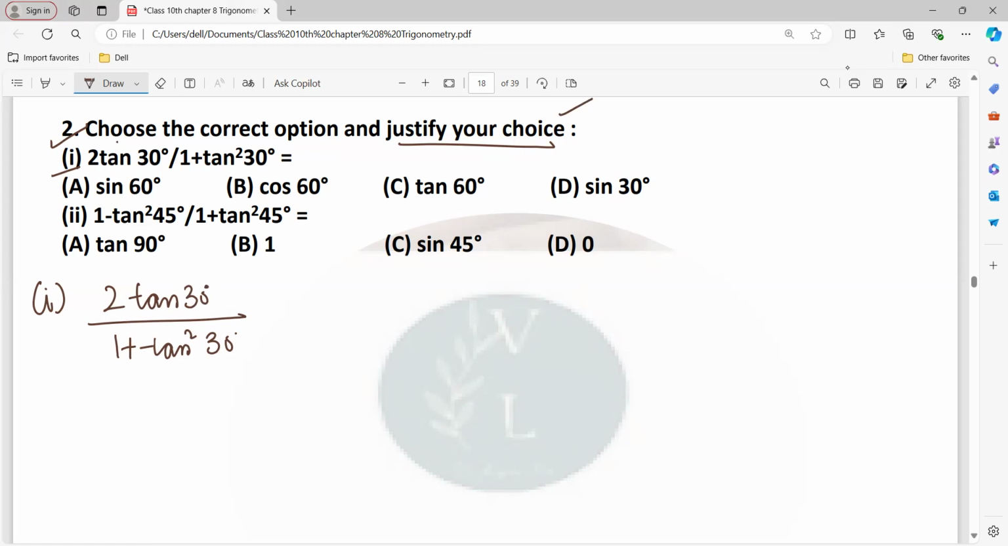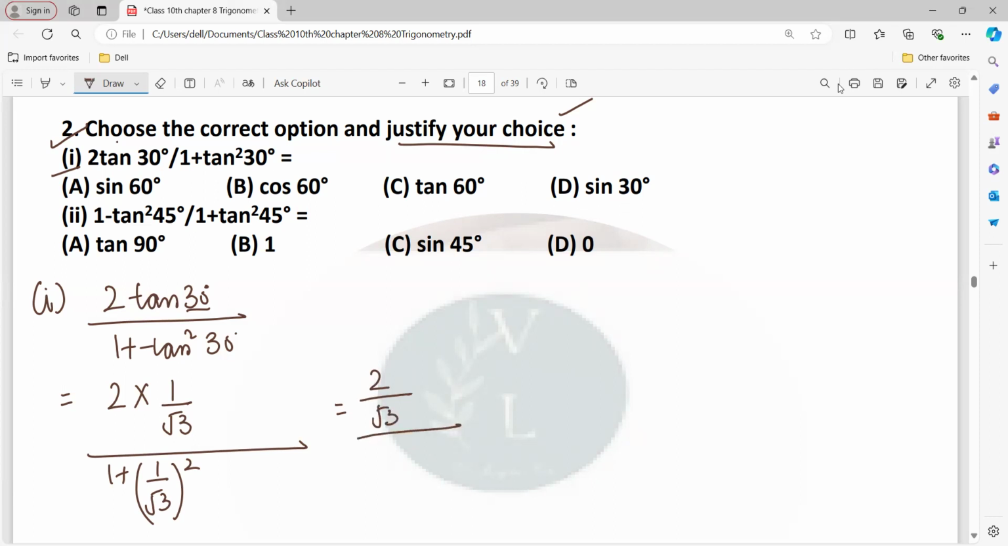Okay. So what we'll do, we know how to solve such questions when we have the values of sine 30, cos 30, tan 30, whatever the values we have. So we will just substitute the values. We know that tan 30 degrees is 1 by root 3, divided by 1 plus tan square 30, that is 1 plus (1 by root 3) square. So this is equal to 2 times 1 upon root 3, that is 2 upon root 3, upon 1 plus 1 upon root 3 square, which is 1 upon 1 plus 3.